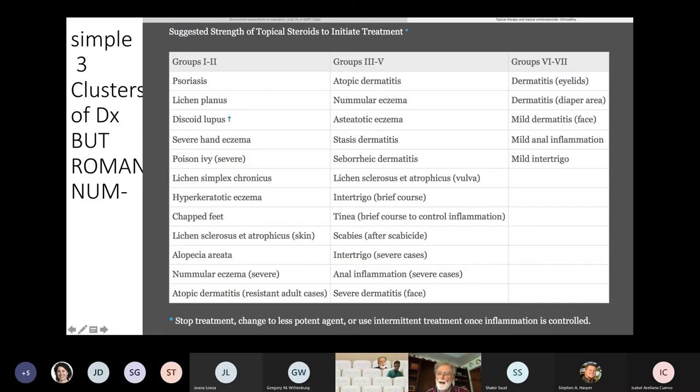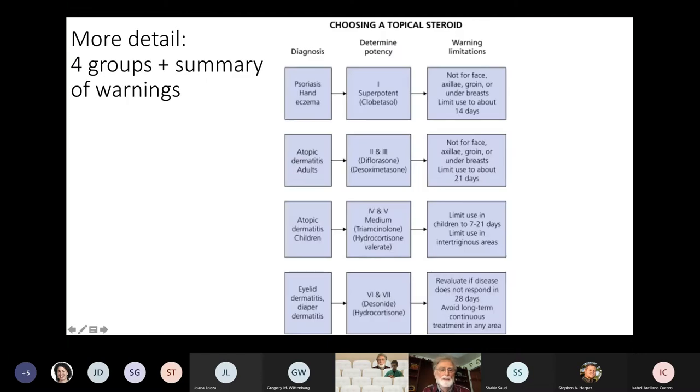And on the face, also the anus and intertriginous. Then over on the far left side are really the strong things that require the strongest steroids. And then in the middle are the intermediate things.